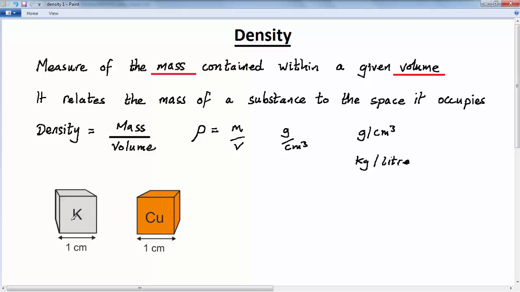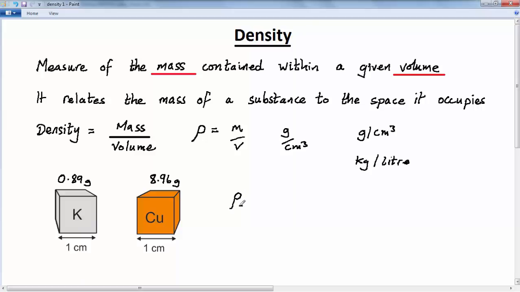So imagine that I've got 2 cubic centimetres of different metals. Here I've got a cubic centimetre of potassium and a cubic centimetre of copper. Now if I measure the mass of these cubes, I will find that the mass of the potassium is 0.89 grams, while the mass of the copper cube is nearly 10 times bigger. It's 8.96 grams.